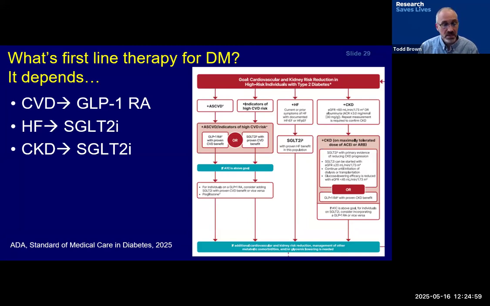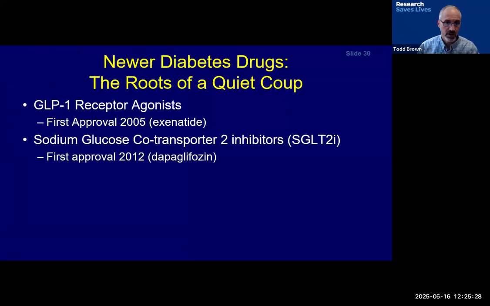And for CKD, similarly, SGLT2 inhibitors are preferred, but the FLOW study, which was in the New England Journal last year, showed that there's a decrease in progression of renal disease with semaglutide. And so these new classes of drugs really have changed the landscape for diabetes treatment. And this is independent of the weight loss effects of the GLP-1s, which we'll be talking about in a second.